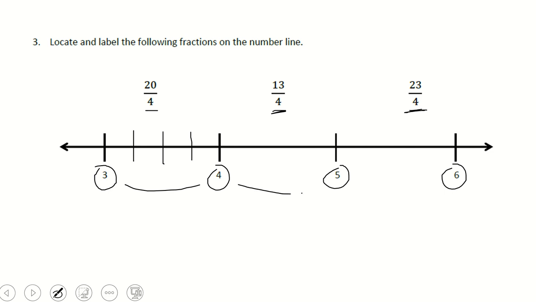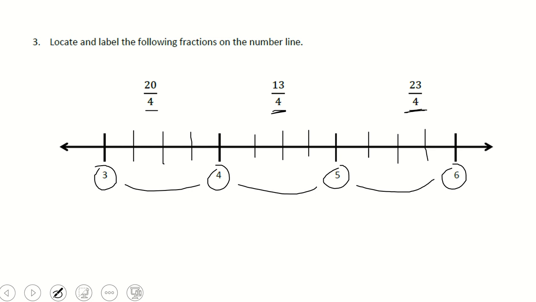Same thing from 4 to 5. Divide it in half and divide each of those in half. From 5 to 6, we divide it in half and then divide each of those in halves. So now it's been divided into fourths.